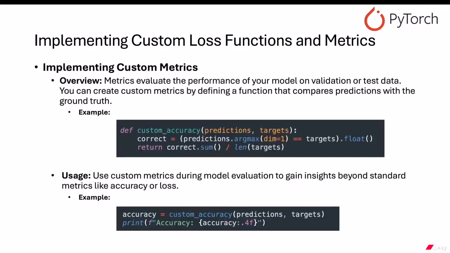Implementing custom metrics. Metrics evaluate the performance of your model on validation or test data. You can create custom metrics by defining a function that compares predictions with the ground truth. Here is an example where you have a custom accuracy function with predictions and targets. Correct equal to predictions.argmax(dim=1) equal to targets.float. Then return correct.sum divided by length of targets.